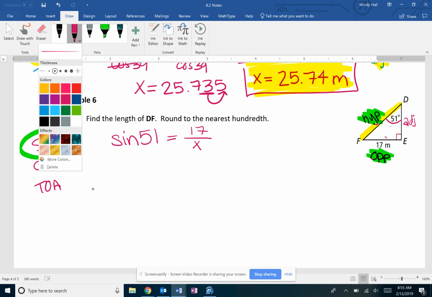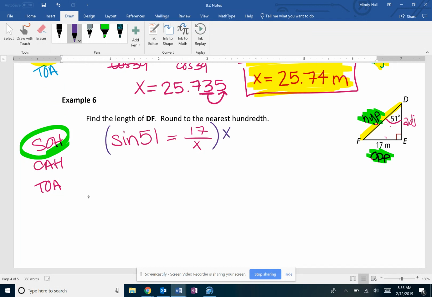To finish solving this, let's do purple. We will multiply both sides by x just like we've been doing. So then you have x times sine of 51 equals 17. And then we'll have to divide by the sine of 51. So then x equals 17 divided by sine of 51. Oopsie, not 55, 51.